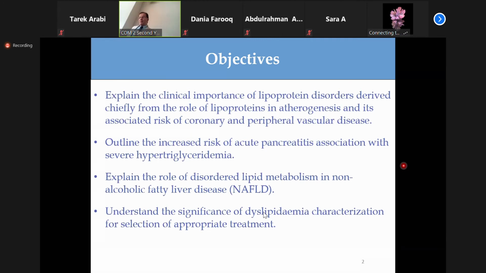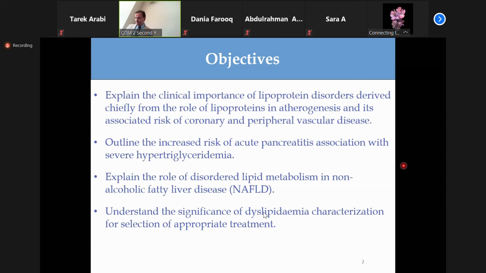Also, we're going to briefly touch upon the fact that people with hypertriglyceridemia have a higher rate of acute pancreatitis. We'll talk about it. And then also we'll explain the role of disordered lipid metabolism in non-alcoholic fatty liver disease. And finally, we're going to describe in general the significance of dyslipidemia characterization. You need to know what's the cause, because this will change the treatment based on the cause of dyslipidemia.